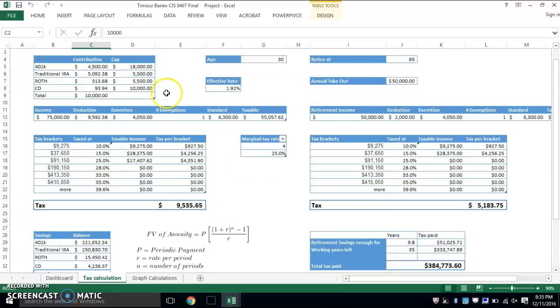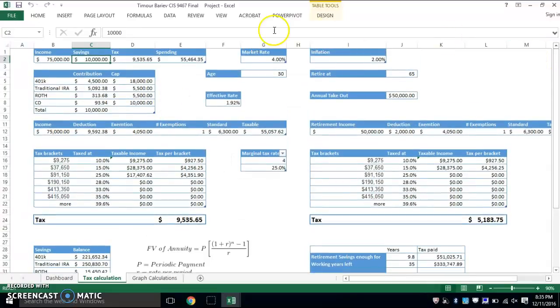So, as you can see, a person who makes $75,000 a year and puts away $10,000 a year should take full advantage of 401k and traditional IRAs and put a little bit of money into Roth and CD.